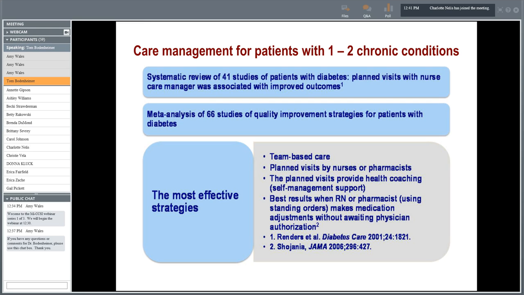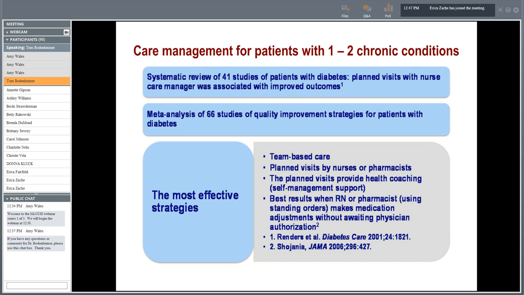Now, usually if that visit's with a provider, all the other things will come up. So generally that visit is with a care manager, who's often a nurse care manager who could really spend some time working on the patient's chronic illness. Now, the question is, what happens in the planned visit that really works to improve outcomes? It's interesting that the two key things are health coaching, which is really another word for self-management support. And the other thing that really works well is when the RN or pharmacist, using standing orders, can make medication adjustments without awaiting physician authorization.